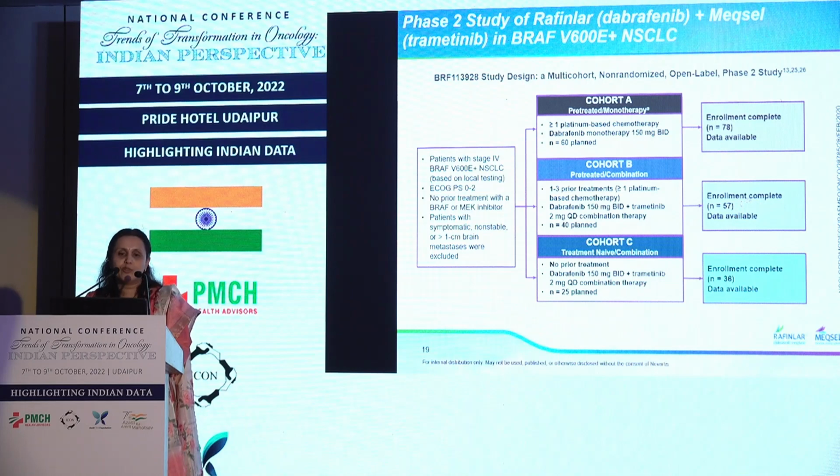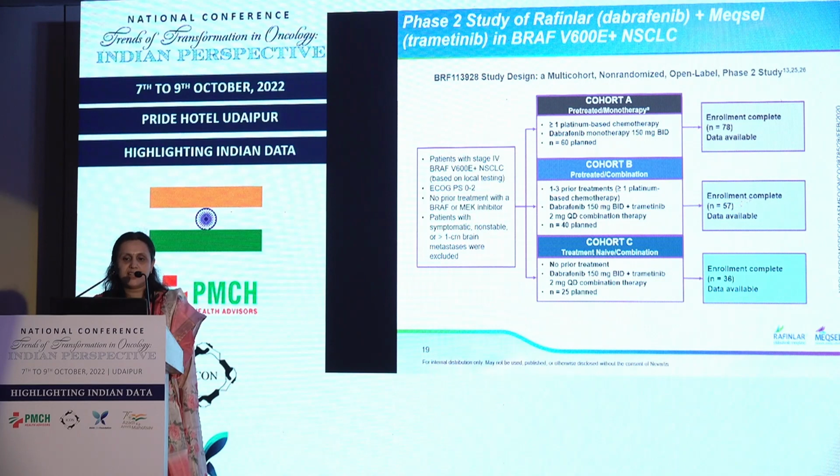So the approval for this drug has come from a phase 2 study, and this study included patients with stage 4 BRAF V600E positive patients with the PS of 0 to 2. They had no treatment with BRAF inhibitors, and patients with more than 1 centimeter brain mets were excluded in this study.